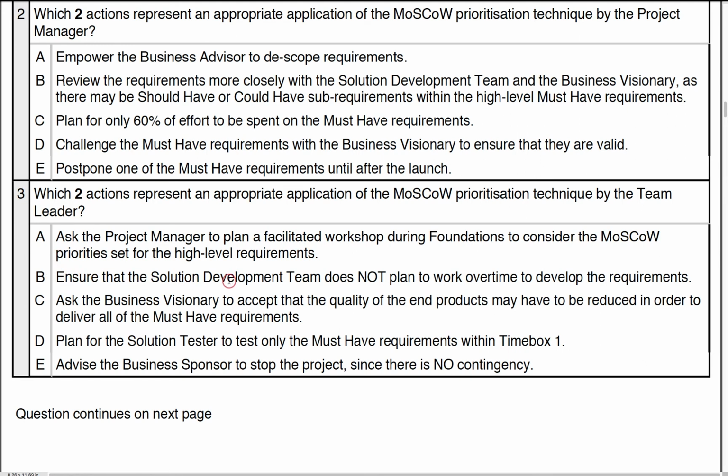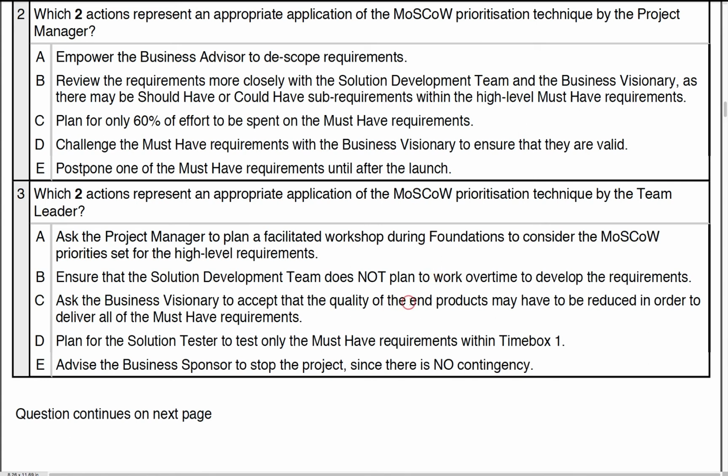B, ensure the SDT does not plan to work overtime to develop requirements. Well, that's certainly a factor too. When we looked at the scenario, it talked about them doing overtime. Well, this does not happen. You cannot get extra resources either, because this is adding extra costs to the time box, and we do not do that. So working overtime actually takes it over time, and that costs more money too. So we cannot do that either.